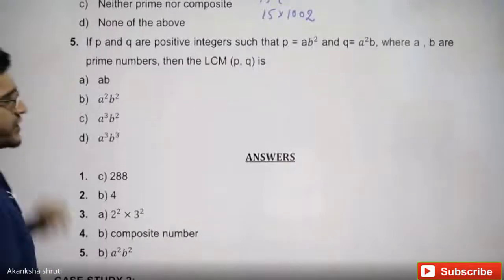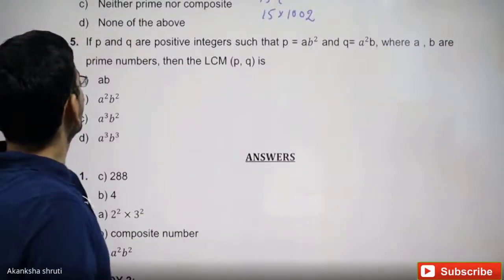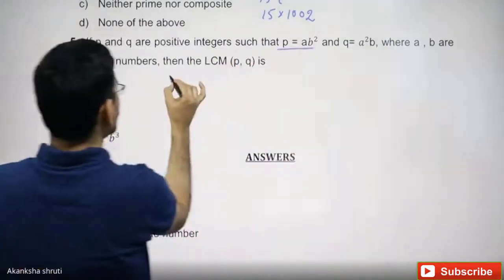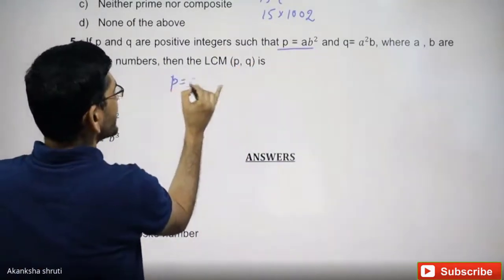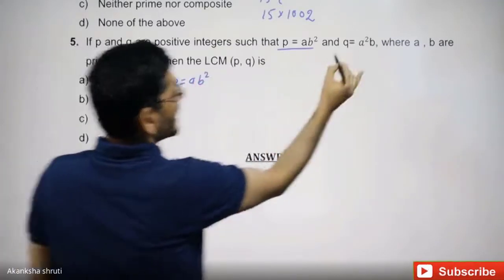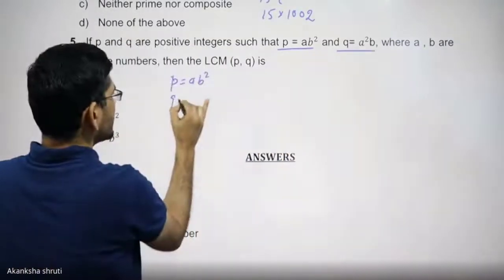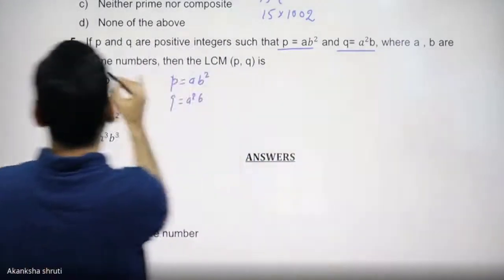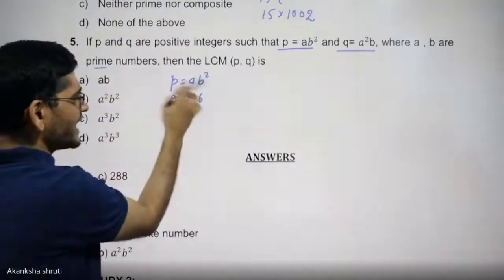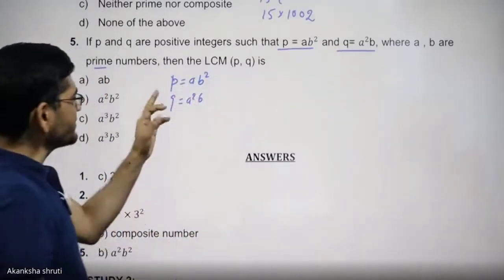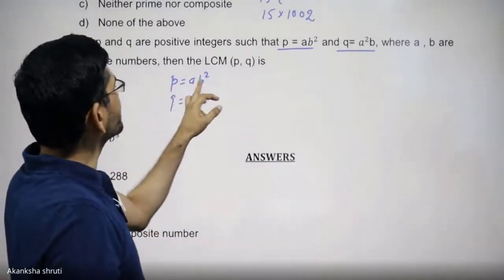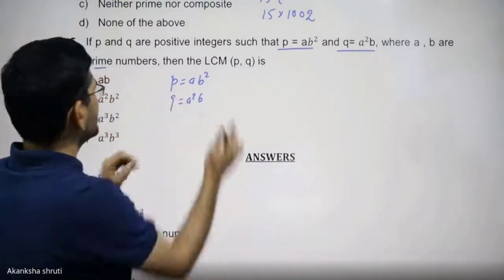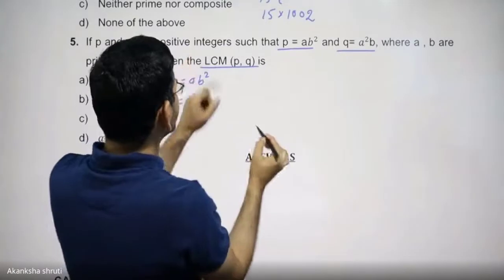Let us come to question number 5. If P and Q are two positive integers such that P is AB square and Q is A square B, where A and B are prime numbers, meaning A and B are their prime factors. It simply means P is written in the form of its prime factorization, Q is also written in the form of its prime factorization. Then we have to find the LCM.